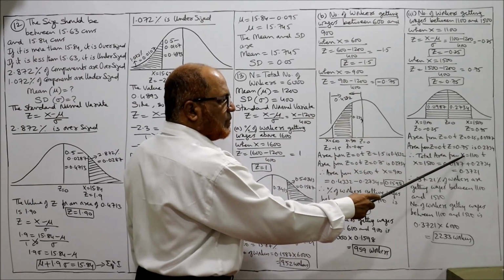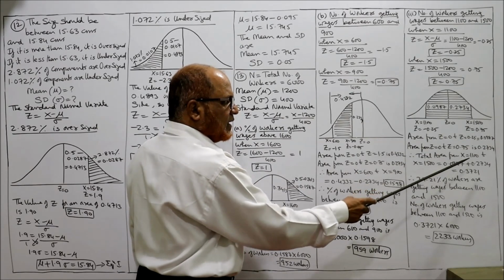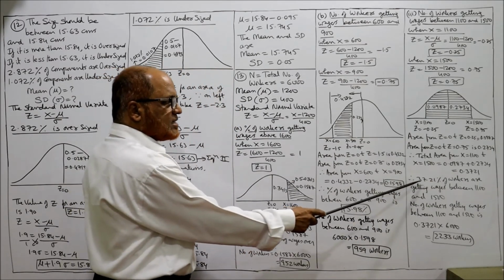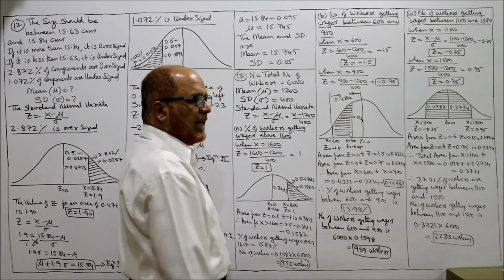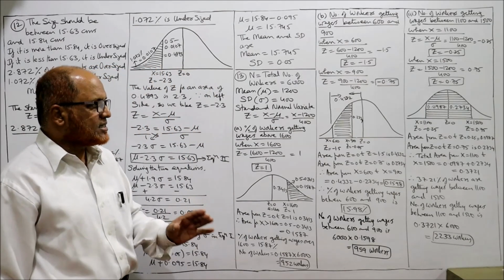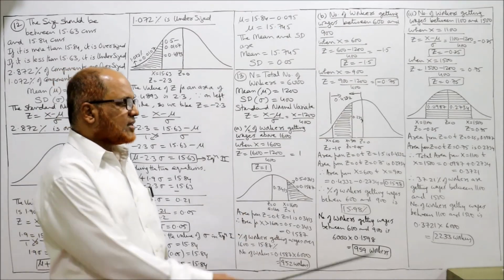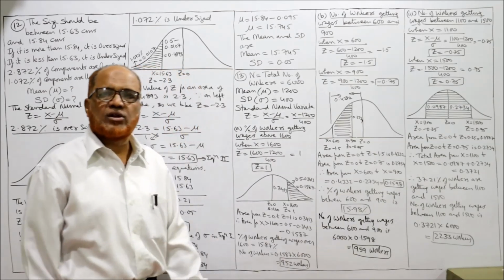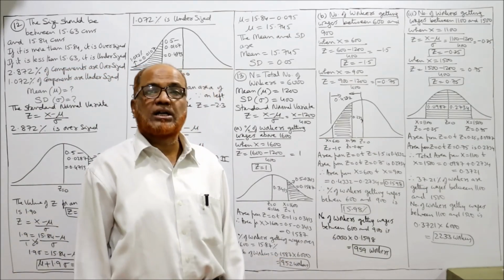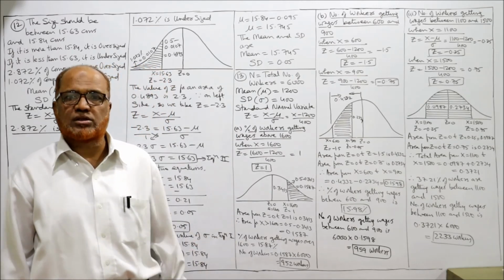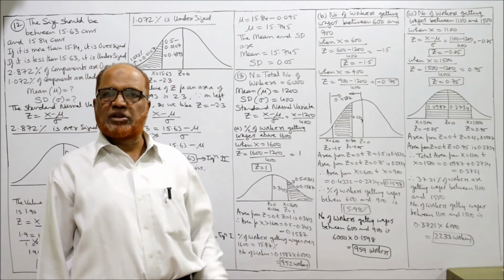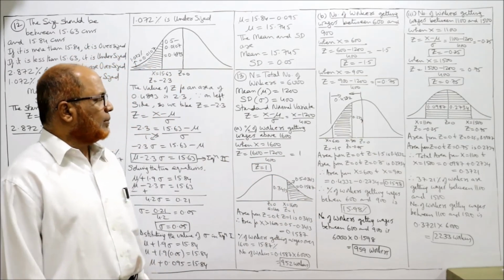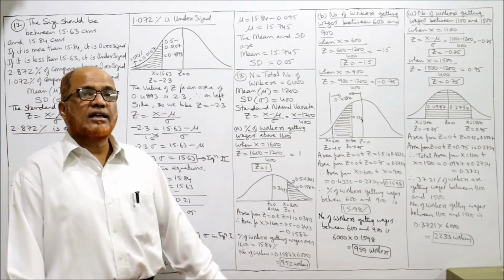Now add up the total area from x equal to 1100 to x equal to 1500: 0.0987 plus 0.2734 is 0.3721. So 37.21% of workers are getting wages between 1100 and 1500. If you want the number of workers, 6,000 into 0.3721 comes to 2,233 workers out of a total of 6,000. These many workers are getting wages between 1100 and 1500. That's all. This is the end of problem number 13. So in total, 13 problems we have completed.